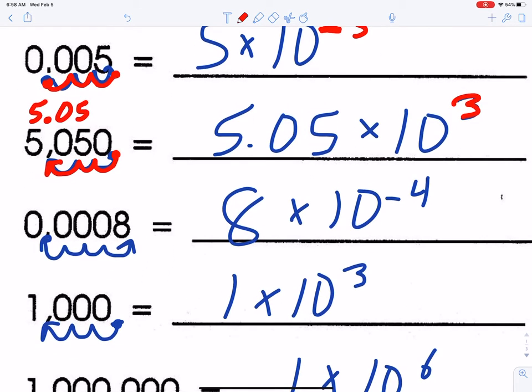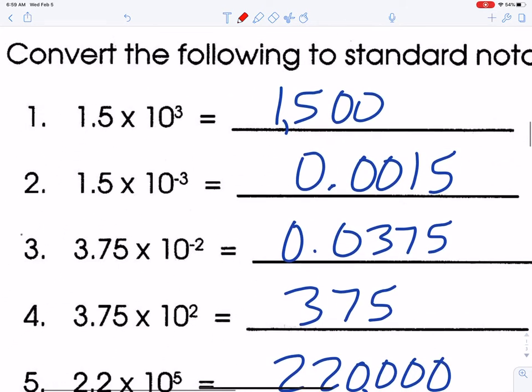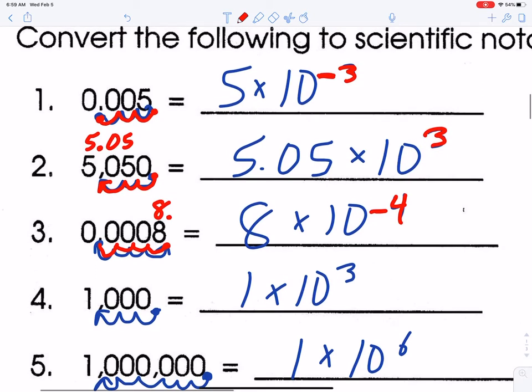For the third one, our decimal is here, so we've got to go 1, 2, 3, 4 places to the right. Because it's to the right, it's negative, or because this number initially is less than 1, I know it's going to be a negative. And by putting it 4 to the right, it comes out to just be that 8 with a decimal here. It's between 1 and 9.999.